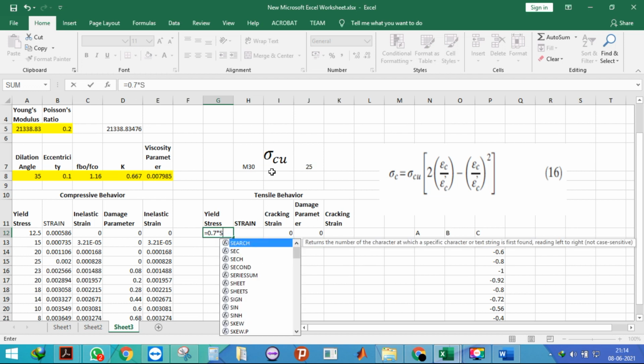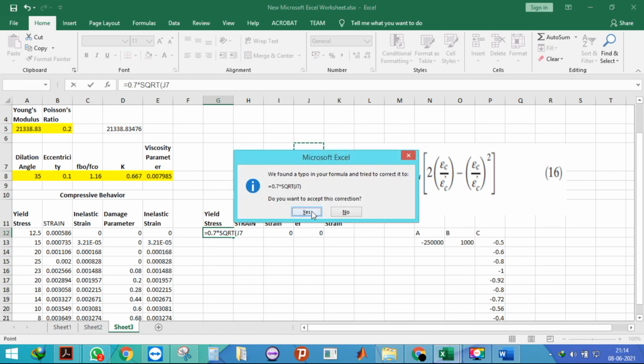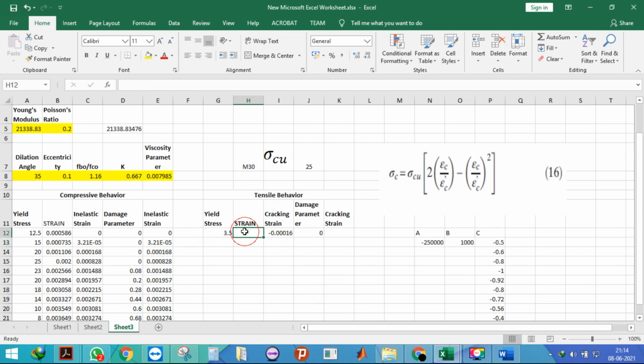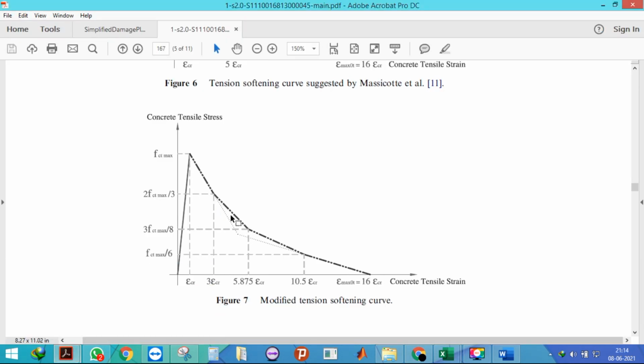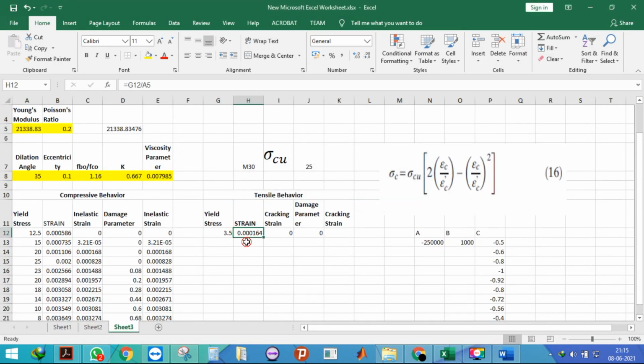We know that modulus of elasticity equals stress upon strain, so stress upon modulus of elasticity, we can directly get the strain. And for other values we can refer to this graph. I'll also attach the link of the paper. So next we'll take 2/3 of the ultimate tensile strength, then 3/8, then 1/6. So those stresses will be taken over here.